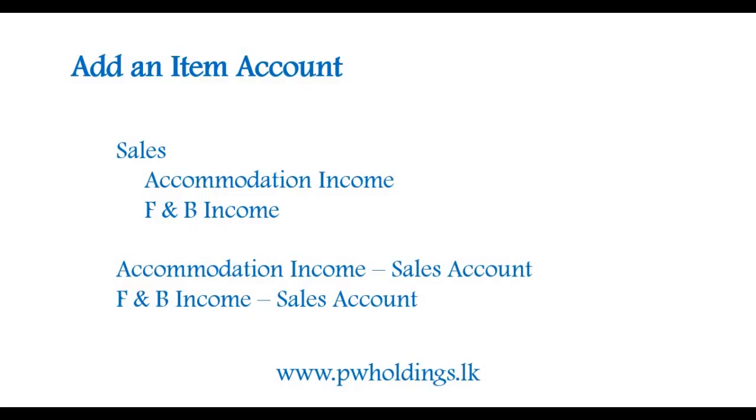We will discuss another example. Assume you are running a hotel and you are selling rooms and food and beverage. In the profit and loss report, you want to identify what is the accommodation income and what is the food and beverage income.